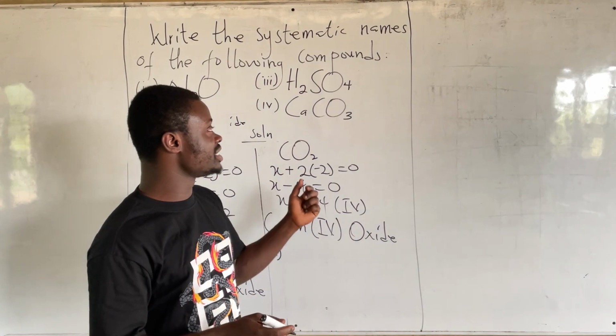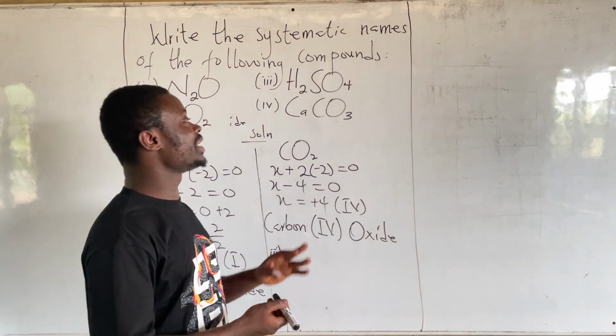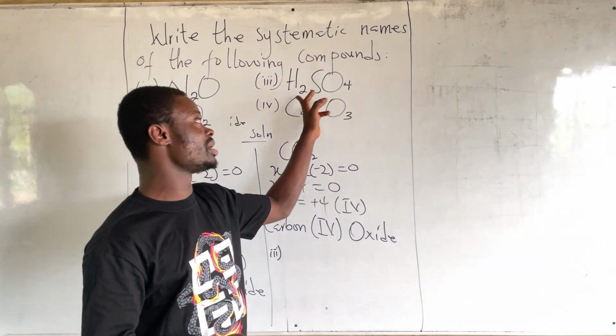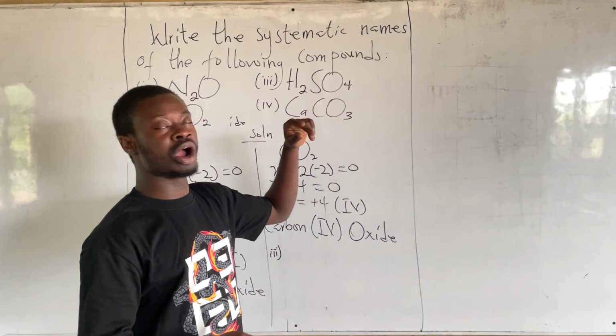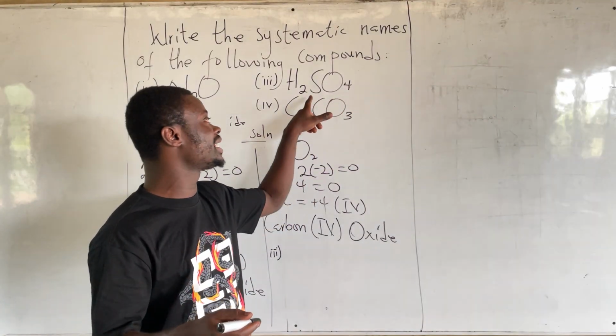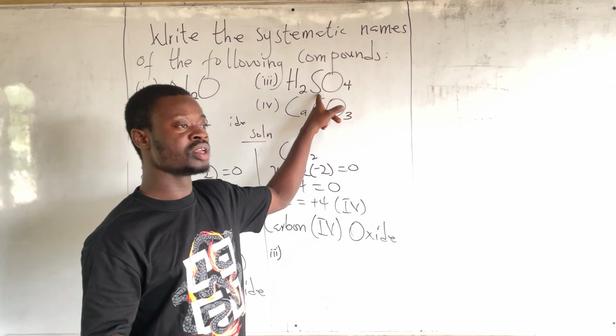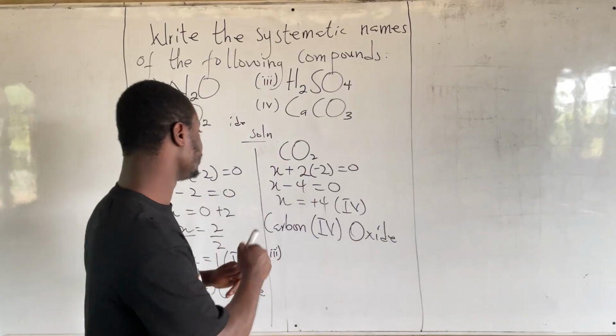So let's find the oxidation number. With this one, when it is not a binary compound, like this one is not a binary compound, you find the oxidation number of the middle element. So the middle element here is X, that is sulfur. So let's find the oxidation number of sulfur.